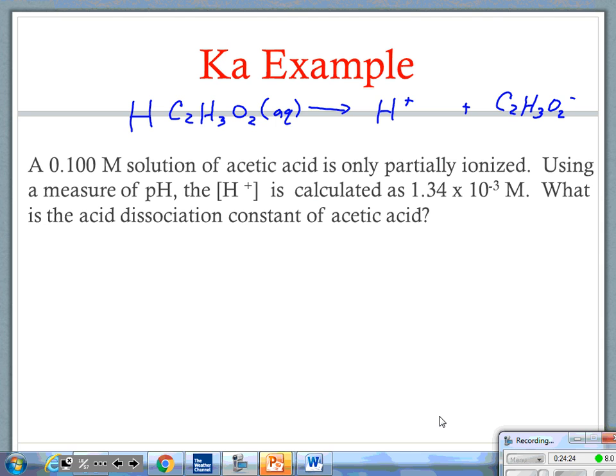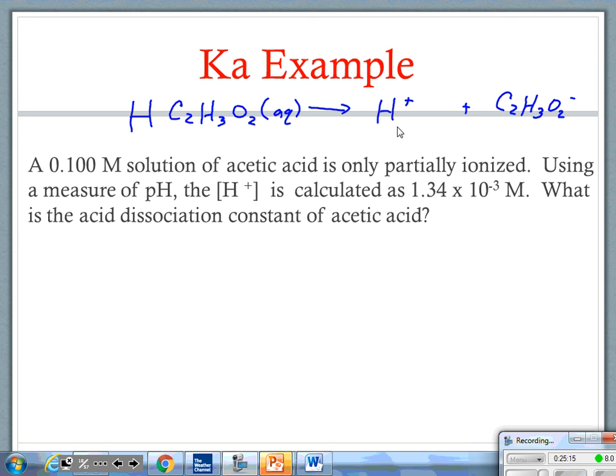Our question here states a 0.100 molar solution of acetic acid is only partially ionized. Using a measure of the pH, the hydrogen ion concentration is calculated as 1.34 times 10 to the minus 3 molar. What is the acid dissociation constant of the acid? Now, I have written the equation of this dissociation up here. Here is acetic acid. It breaks down into hydrogen ions and acetate ions.